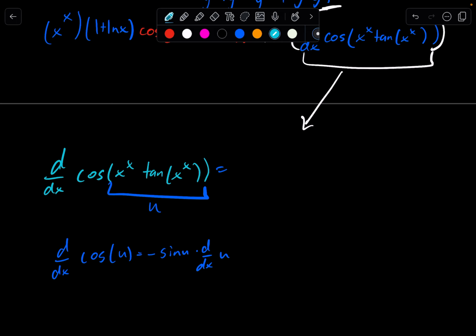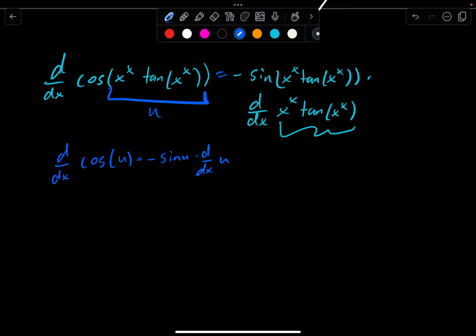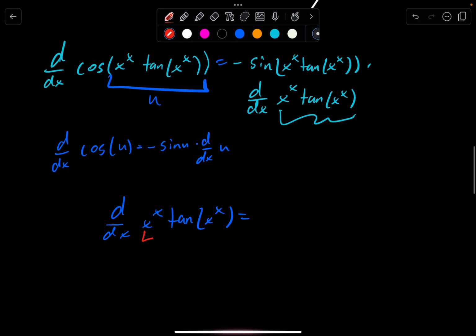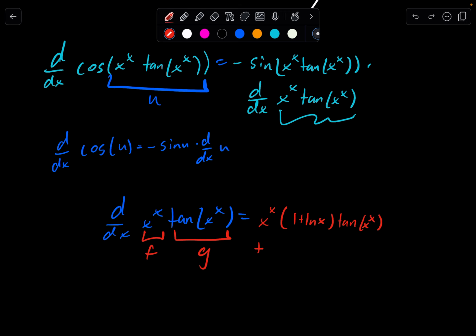So we can write this as negative sine of x to the x tangent x to the x, like that, multiplied by d/dx of x to the x tangent x to the x. Going in now, once we find this, we'll essentially be done. d/dx of x to the x tangent x to the x, so many x to the x's, wow, is equal to this. We once again have our f and our g. So we have f prime, which we said was x to the x times 1 plus ln x, g, tangent of x to the x, plus g prime, which we'll get to in a second, f. We have x to the x, and then g prime is d/dx of tangent of x to the x.